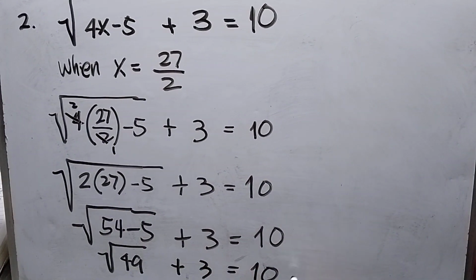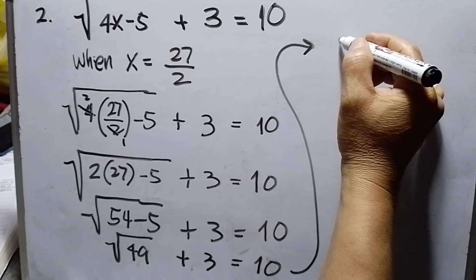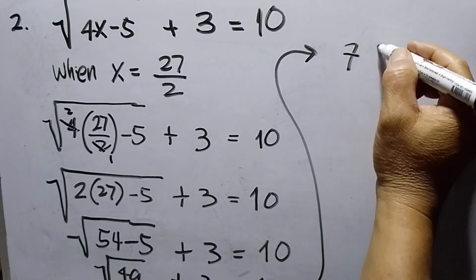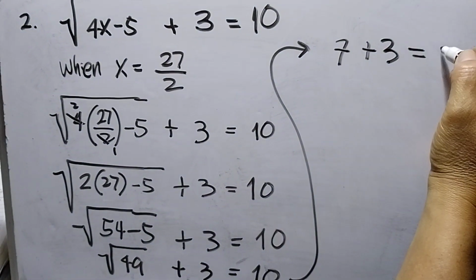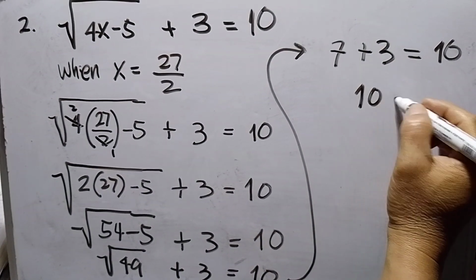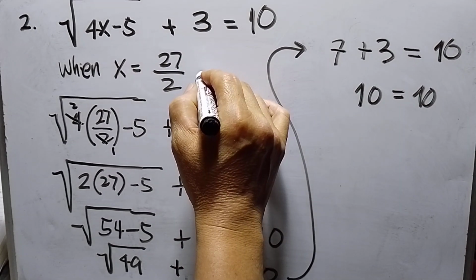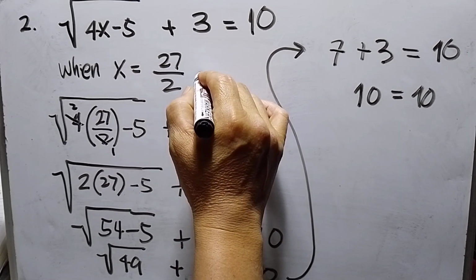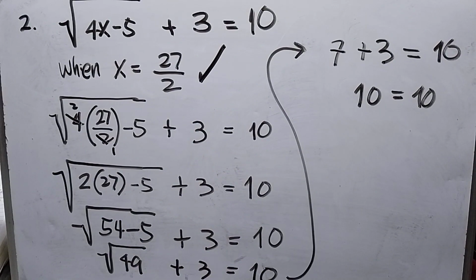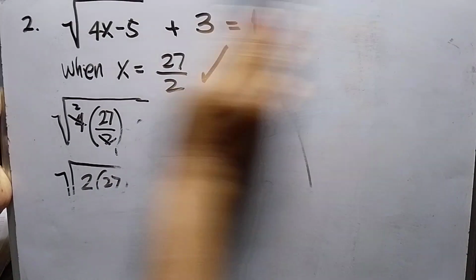So what is the square root of 49? The square root of 49 is 7, plus 3 is equal to 10. So 7 plus 3 is 10, equal to 10. So therefore, my value for x in number 2, 27 over 2, is correct. Now let's move to the last one, number 3.